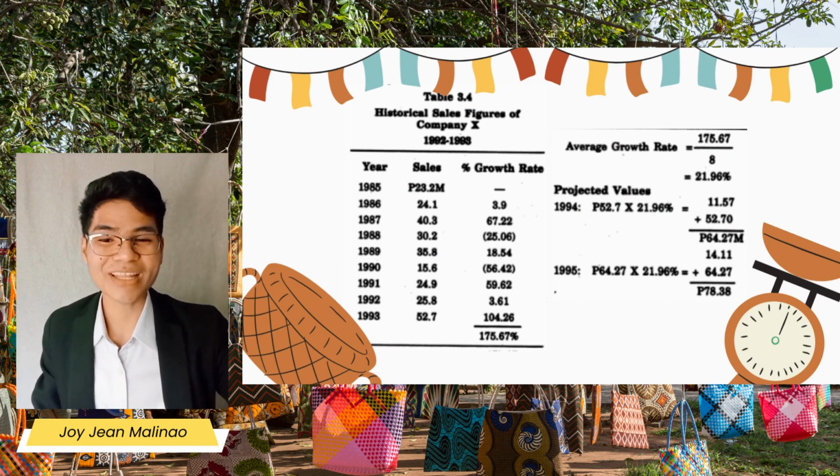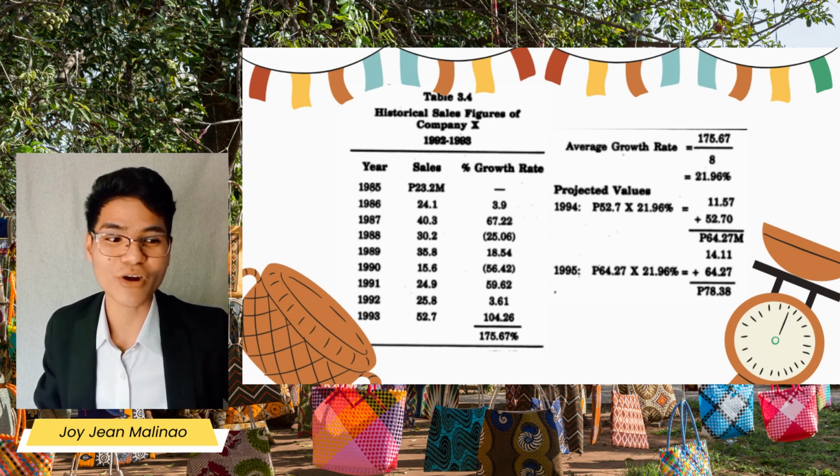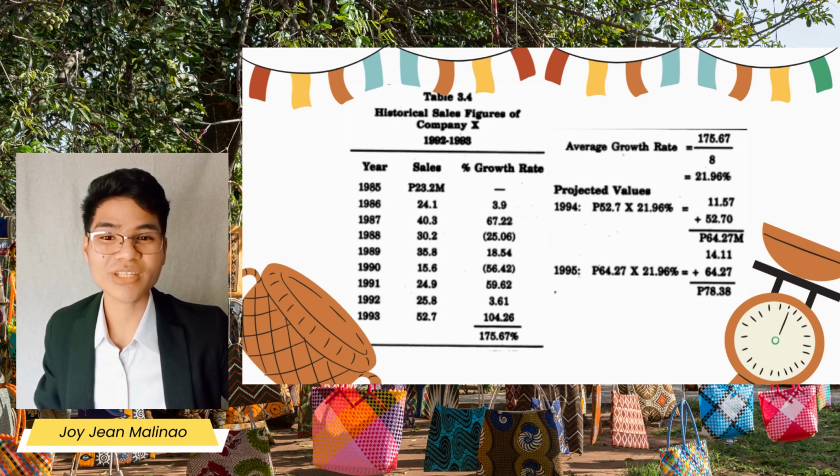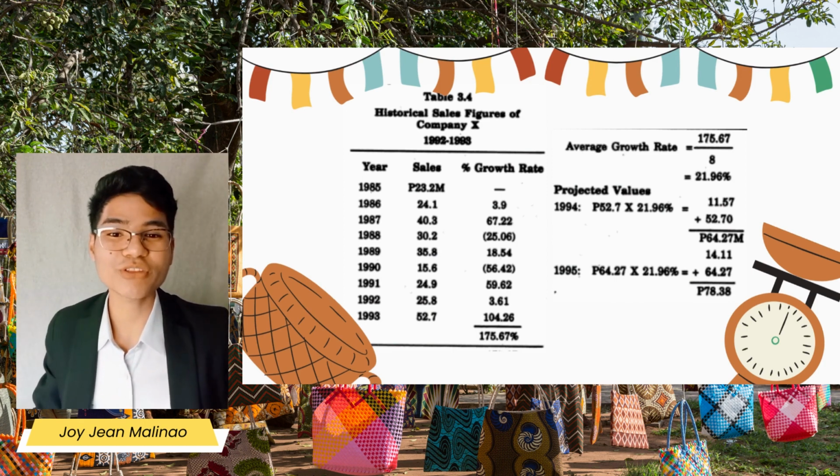And now let's apply this method by projecting the sales in 1994, by simply multiplying the sales in 1993, 52.7, times 21.96%, and the result will be 11.57. 11.57 is the growth in the year 1994. And of course, the sale in 1994 is 64.27 million. Just add the sales in 1993 to the growth in 1994. So now we have 64.27 million.